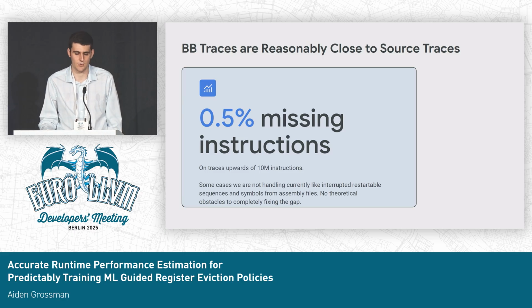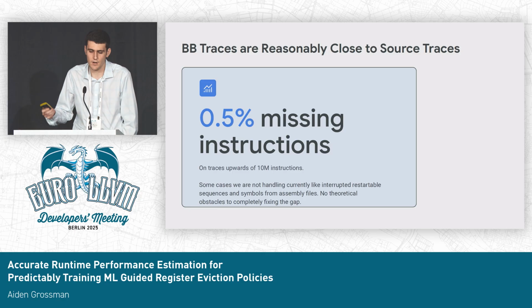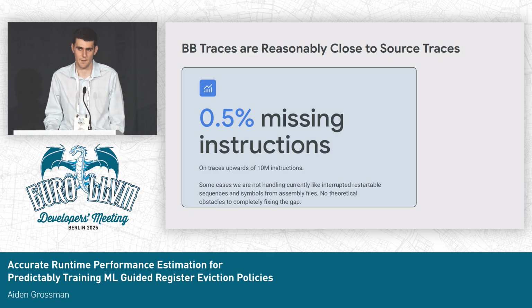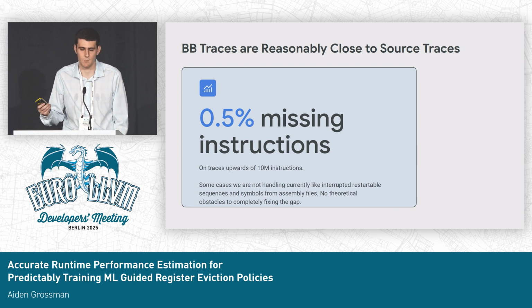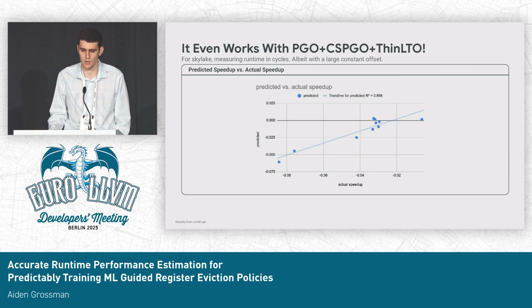And then interrupted restartable sequences and a couple minor things like that. So we could theoretically fix these things, but it's not super high priority, given that you can't change the register allocation of symbols in assembly files or inline assemblies. So yeah, not super high priority.